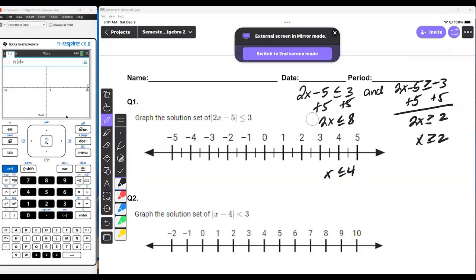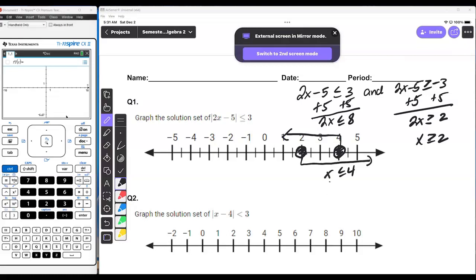So what you have to do, on the number line, you go to 4, make a circle, go to 2. Now since it's equal, it's going to be shaded. The first one says x is less than or equal to 4, so it's going to go to the left. And the other one says x is greater than or equal to 2, so it's going to go to the right. And you notice that both lines intersect. Well, that's going to be the answer. The answer is going to be all the numbers between 2 and 4.